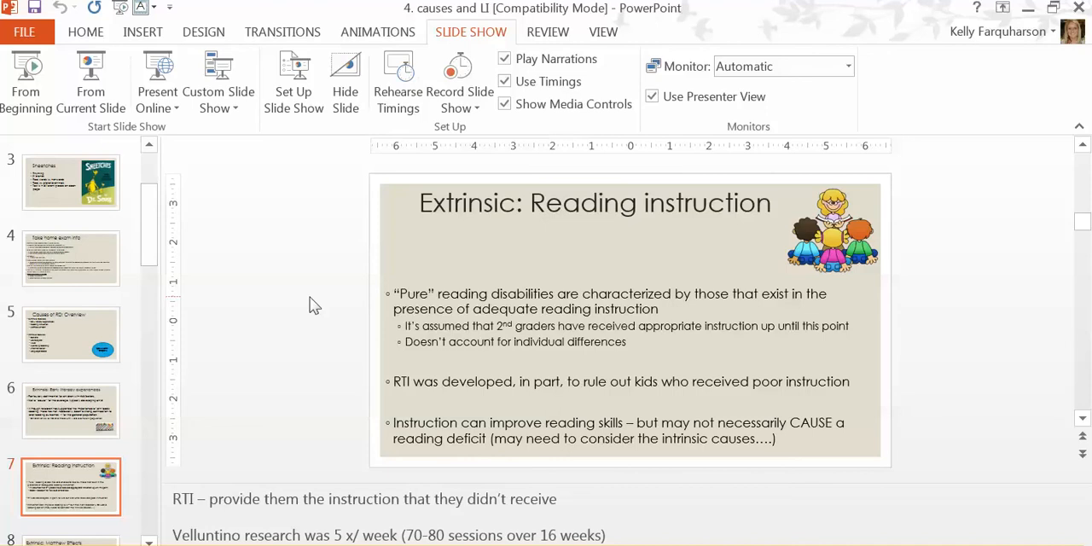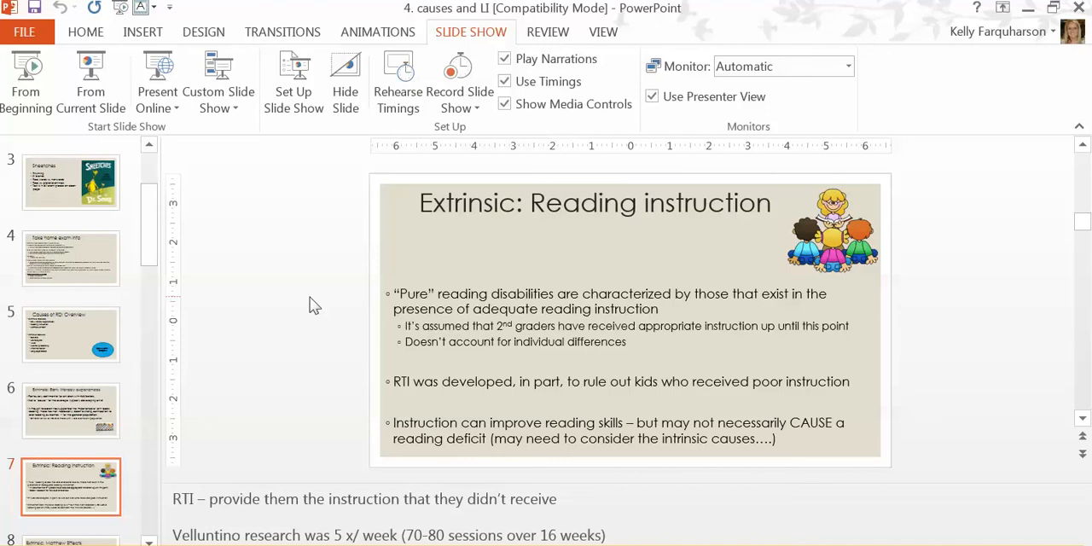And in fact, part of the reason that RTI was developed was to rule out the kids who received poor instruction, because we wanted a way of determining who truly has a reading impairment and who has lack of instruction. By using something like response to intervention, we were able to provide an intervention to children and see if they respond, and if so, we could provide them with the skills they need to return to the classroom and not need special instruction anymore.